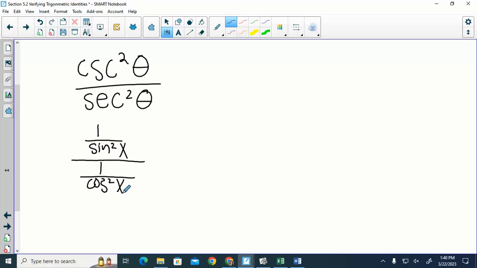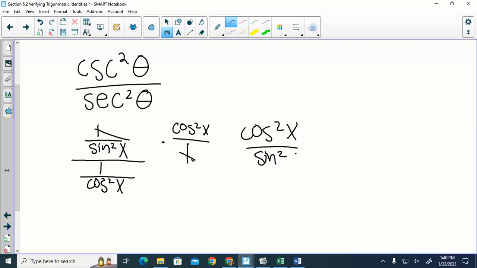How do we divide fractions? Right. So if you multiply, she brought this up to the top, multiplied, and then cosine squared divided by sine squared. Cotangent squared x. Good.